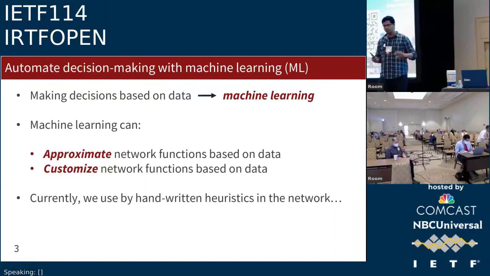We're sort of doing elements of this already with handwritten heuristics in the network. Something like an active queue management algorithm, or hashing and load balancing, and playing with operator tuned parameters. So all machine learning is doing here is taking the next step by automating the search for these kinds of parameters that allow it to work well within your network.